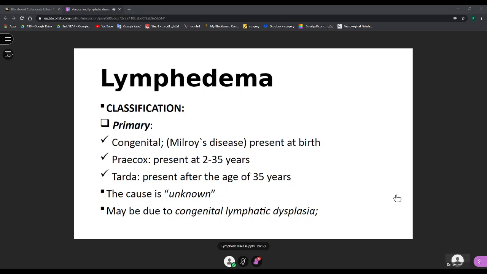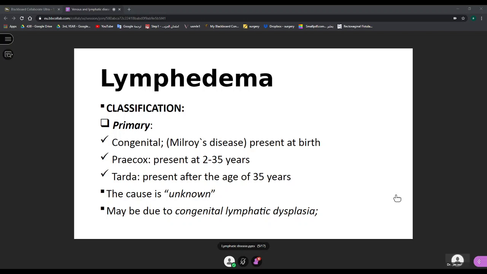The third type of primary lymphedema is lymphedema tarda, which usually presents later in life, after the age of 35 years. So the age of the patient in primary lymphedema is one of the most important differentiating factors. Again, congenital lymphedema usually presents around the age of 2 years.